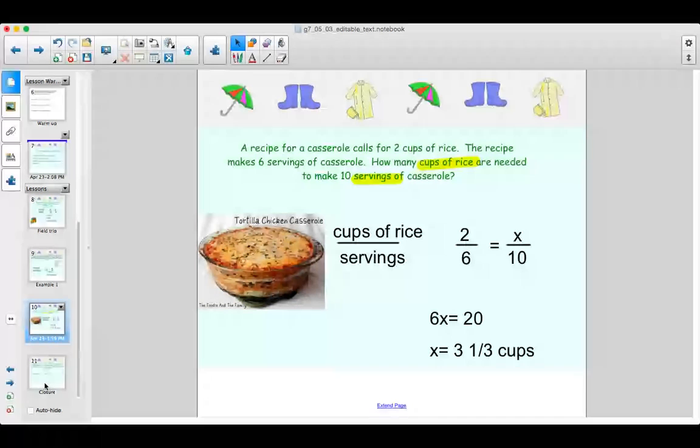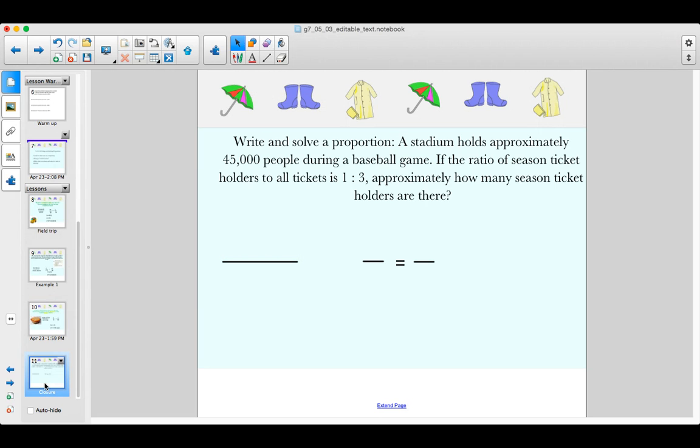Okay, let's just look at one more example. And again, I'd like you to try this one on your own. Write and solve a proportion. A stadium holds approximately 45,000 people during a baseball game. If the ratio of season ticket holders to all tickets is 1:3, approximately how many season ticket holders are there?